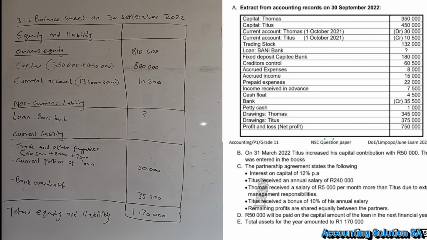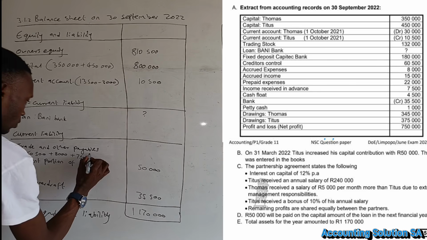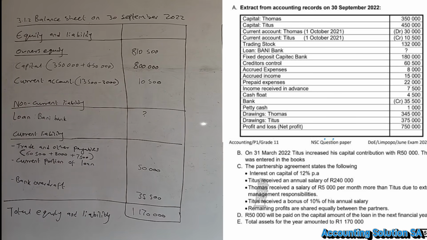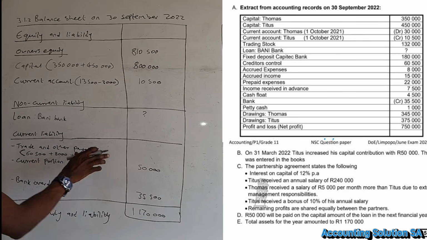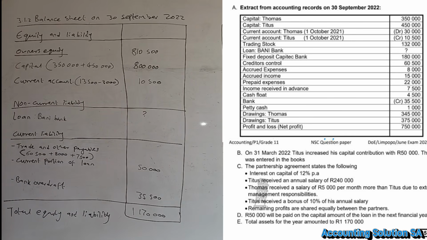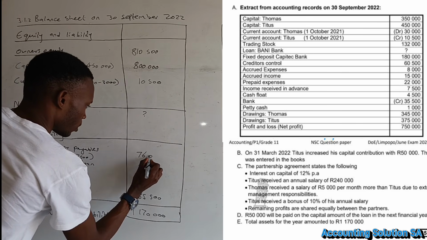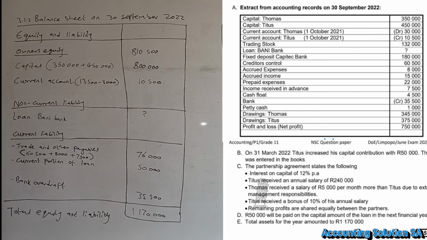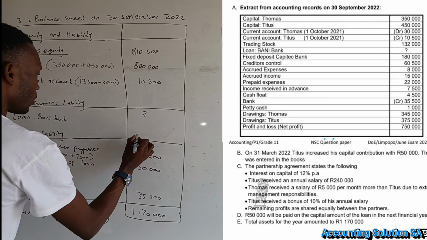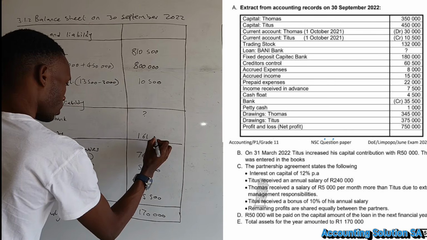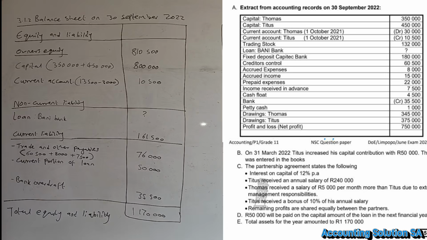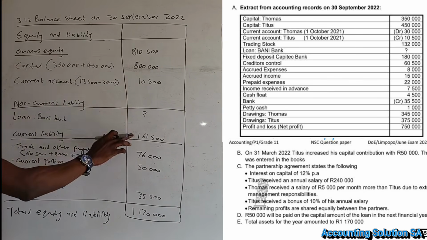Okay, the other one, drawings, no. Profit and loss, no. Okay, which means that we are done. We can close the bracket here, and then now we have to add all these amounts and check how much it's going to give us. It's gonna give us 76,000. Okay, then which means that now we can add all current liabilities, and they will give us 161,500.